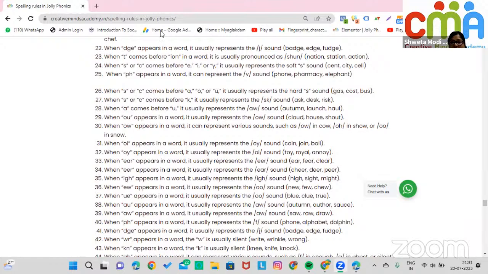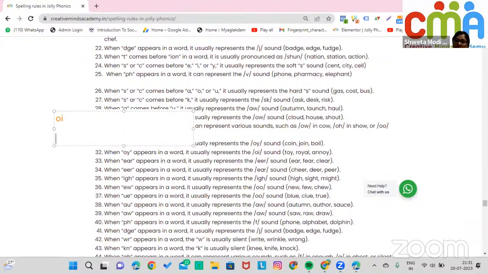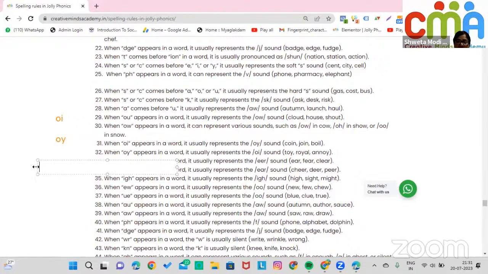We know that OI sound will have OI, but if it is coming at the end of any word, then it will be OY. Now, EAR sound is a trigraph. That means we will consider it as one sound.